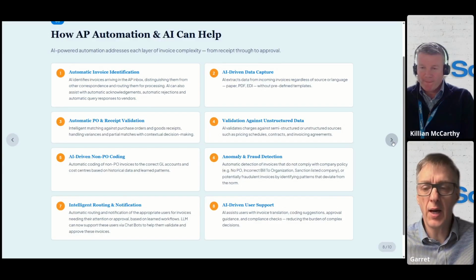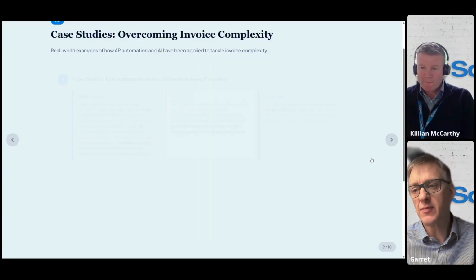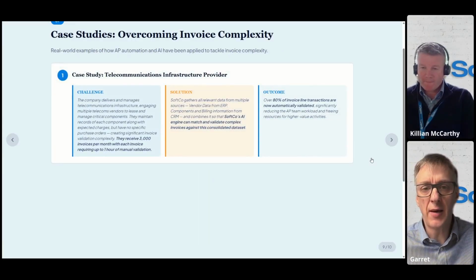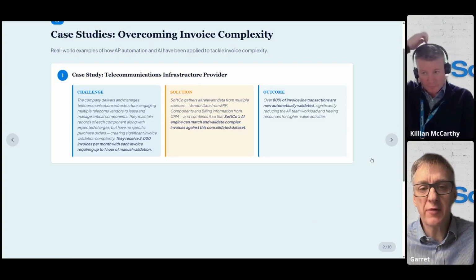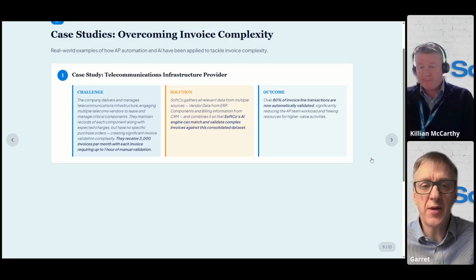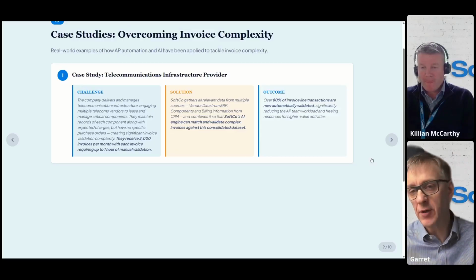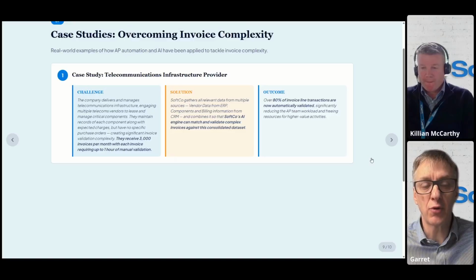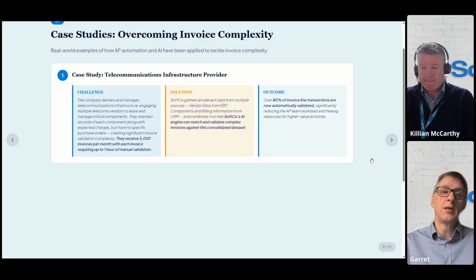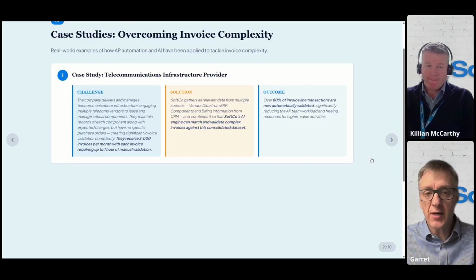Great. Okay. I think we're just going to talk briefly to a few case studies, and what we're looking to give you a sense of here is, just because the information you have is unstructured, or at the moment you're having to spend a lot of time manually coding an invoice, there are ways that can be significantly reduced now. So the first case study I have up there, they're a telecommunications infrastructure provider.